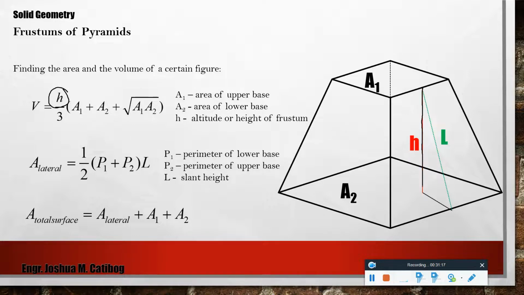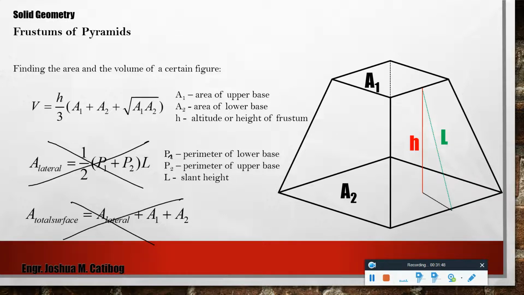Ibig sabihin, the distance between two parallel bases. Alin po ang A1? Area ng upper base. Alin po ang A2? Area ng lower base. So sa volume guys, kailangan nyo pong sauluhin yan. Pero pagdating po dito kay lateral area at total area, so balik lang po tayo sa ating principle na pag lateral area, lahat po ng nakapalibot sa kanya. Pag total area, lahat po kasama ang upper base, tsaka po lower base.